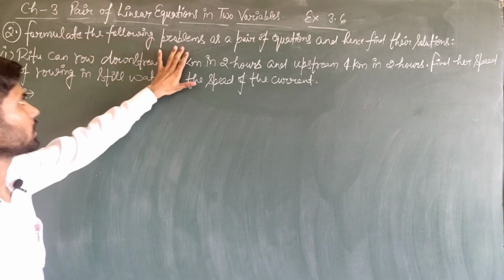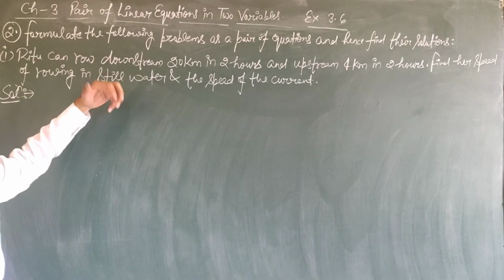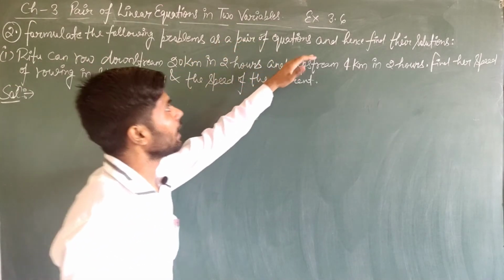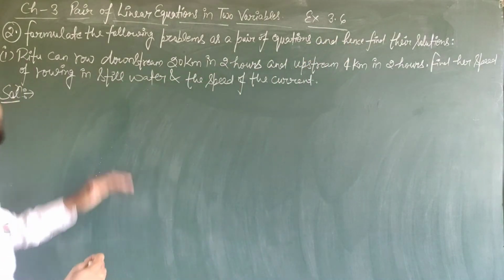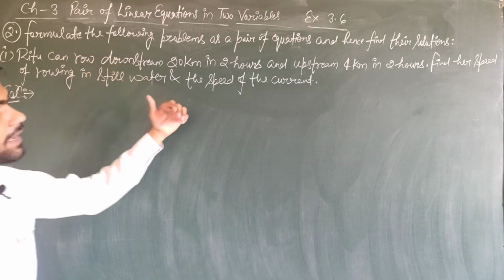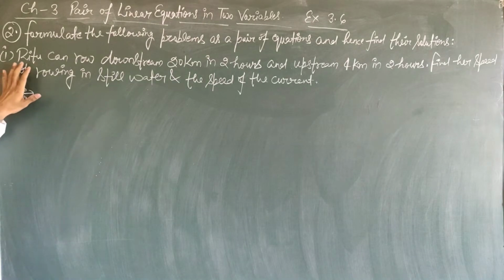Formulate the following problems. We have been given some problems and we have to formulate them as a pair of equations, and hence find their solutions. Okay, is the question clear? Formulate the following problems as a pair of equations and hence find their solutions. We have the first part.